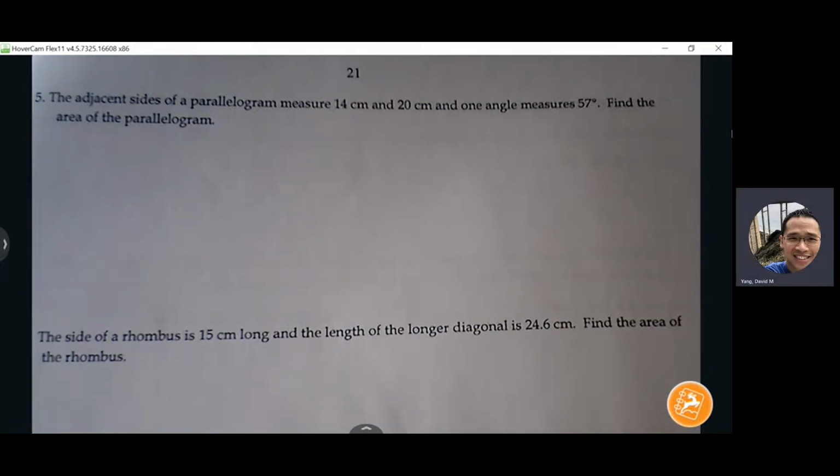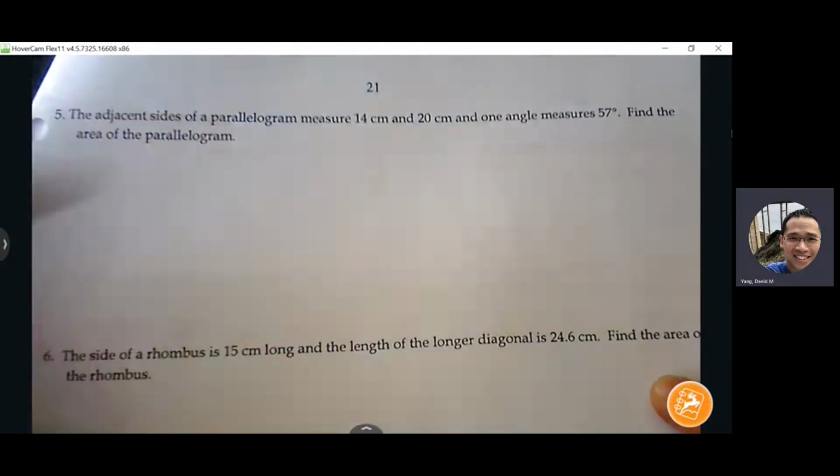Give you guys a chance to finish up the first page. Okay, does anybody still need the first page? Okay. Right, so let's go to number 5.